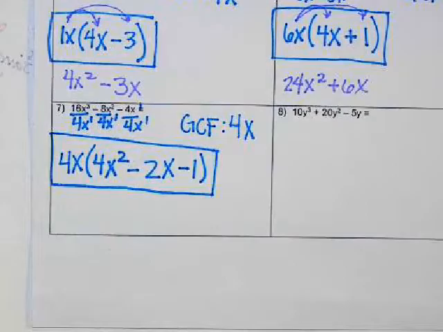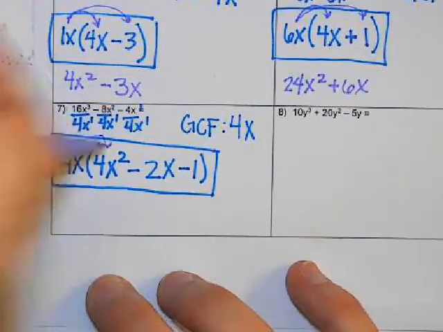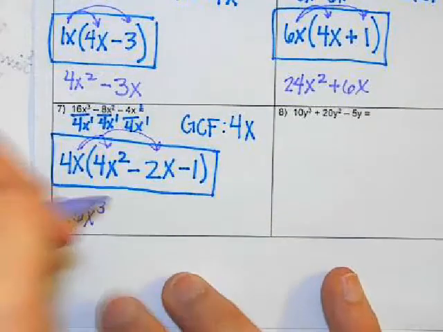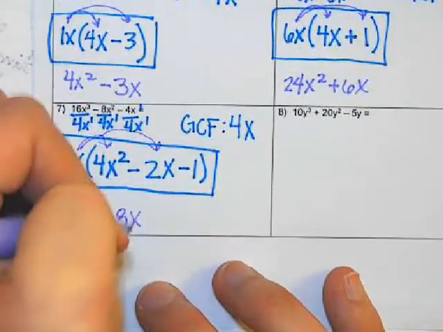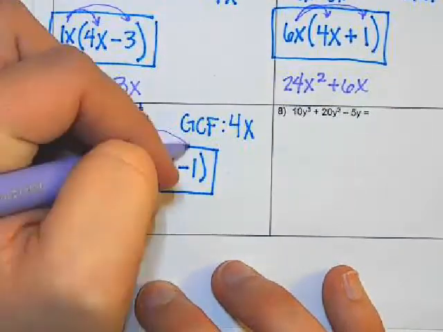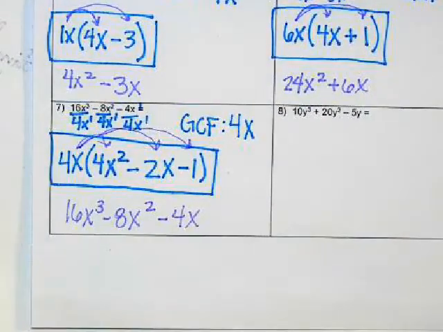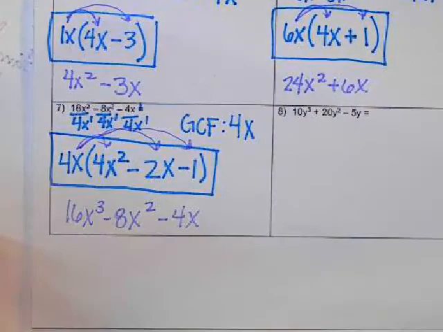Okay, how do I check it? Distribute. 4x times 4x squared is 16x cubed. 4x times negative 2x is negative 8x squared. 4x times negative 1 is negative 4x. Am I right? Yeah. You need to check your work. Okay.